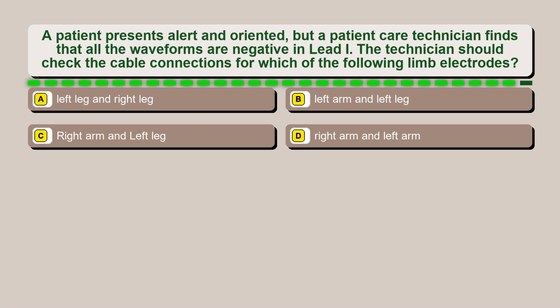Question 23. A patient presents alert and oriented, but a patient care technician finds that all the waveforms are negative in lead I. The technician should check the cable connections for which of the following limb electrodes? Option A. Left leg and right leg. Option B. Left arm and left leg. Option C. Right arm and left leg. Option D. Right arm and left arm.